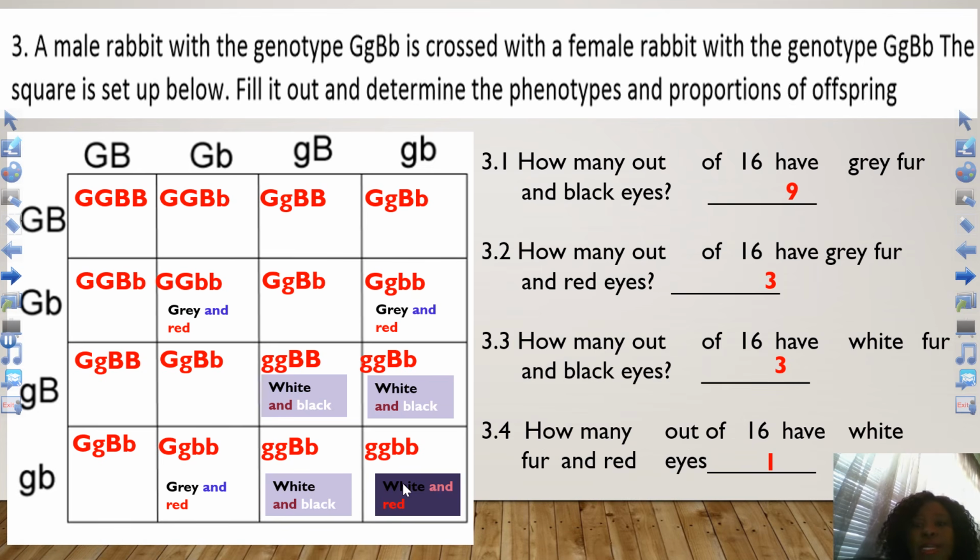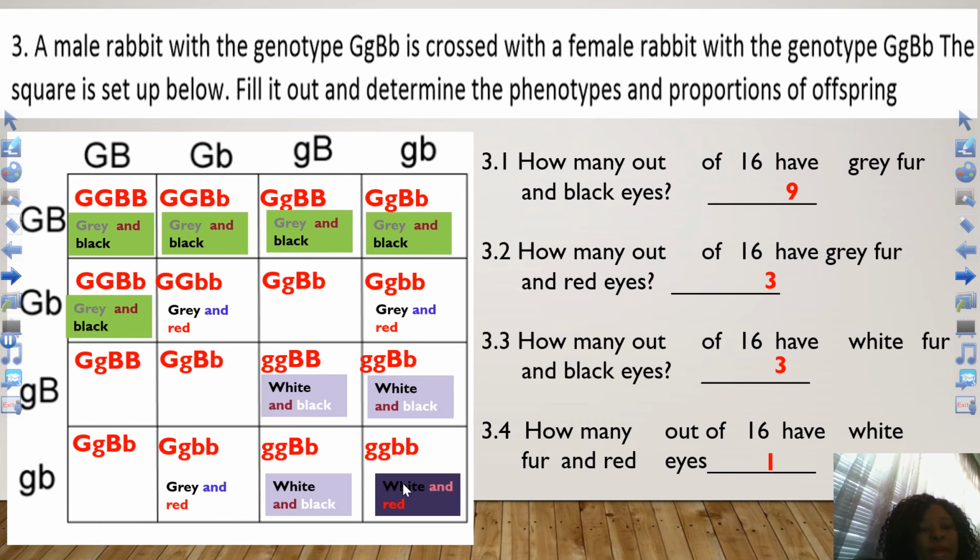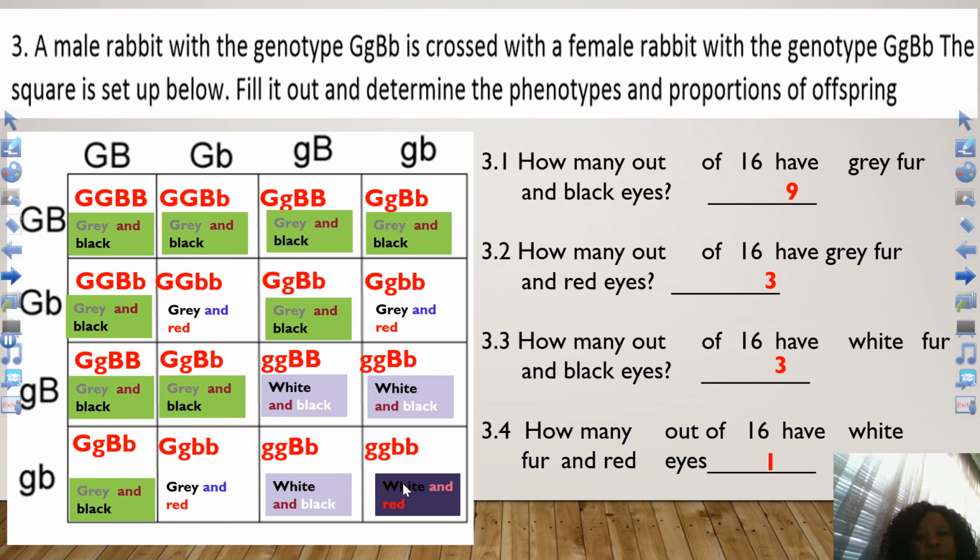Then let's look there at the top again to just find the 9 that have got gray fur and black eyes. There is your gray and black. 1, 2, 3, 4, 5, 6, 7, 8, 9. So there's your complete Punnett square.